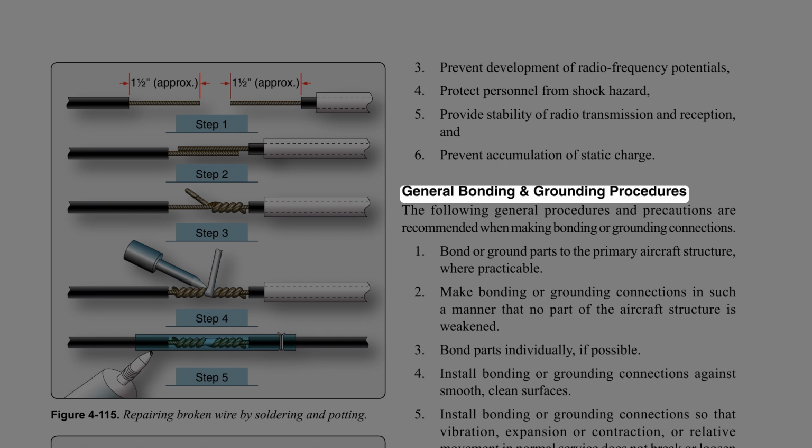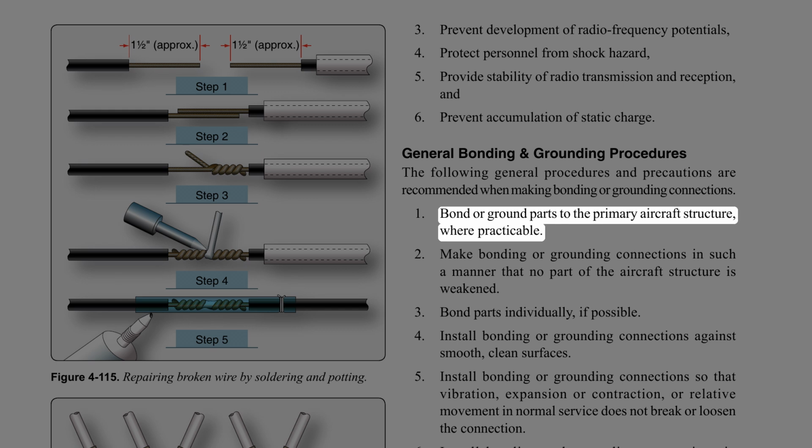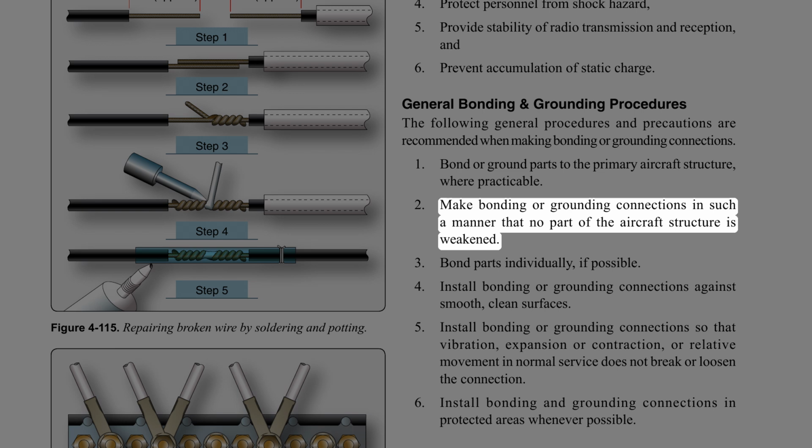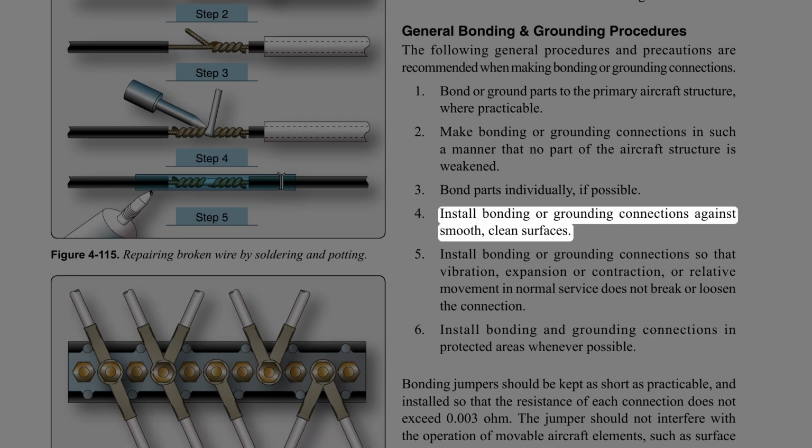General bonding and grounding procedures. The following general procedures and precautions are recommended when making bonding or grounding connections. Bond or ground parts to the primary aircraft structure, where practicable. Make bonding or grounding connections in such a manner that no part of the aircraft structure is weakened. Bond parts individually, if possible. Install bonding or grounding connections against smooth, clean surfaces.